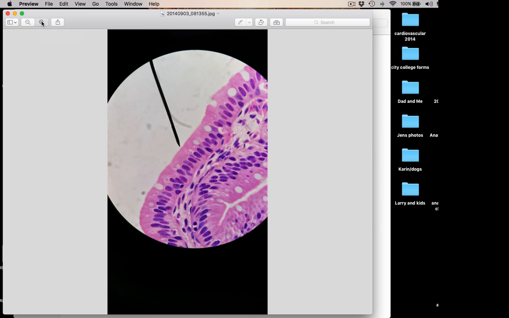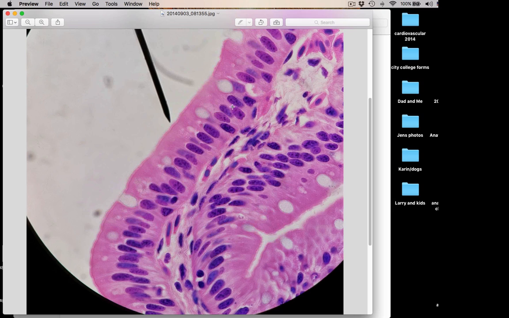Let's go a little bit higher. So this is going to be simple columnar, one layer thick, columnar cells. Here you see some goblet cells spread out through here. And here you see kind of a fuzzy border on the apical surface. This fuzzy border is microvilli. Microvilli are cytoplasmic extensions that increase the surface area of the cell. And that's for absorption.